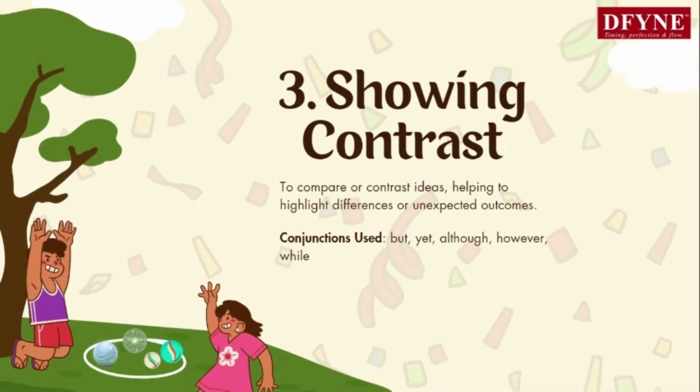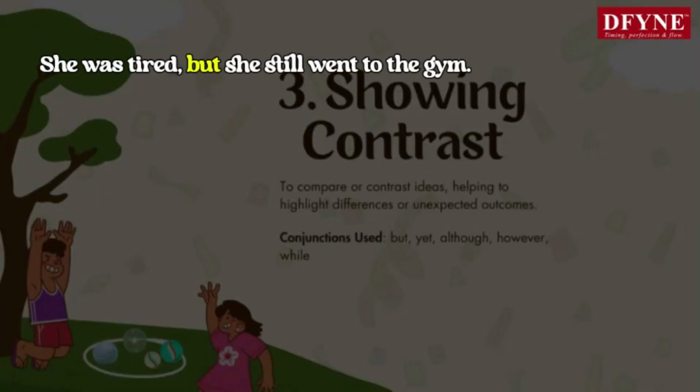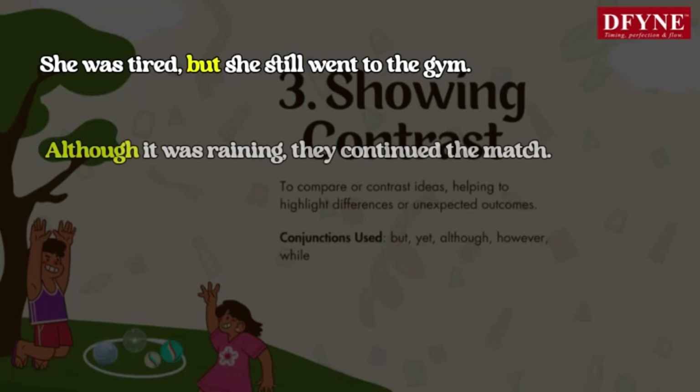3. Showing contrast. The purpose here is to compare or contrast ideas, helping to highlight differences or unexpected outcomes. Just like in 2, this one can also utilize both coordinating and subordinating conjunctions. She was tired, but she still went to the gym. Contrasts feeling tired with the decision to exercise. Although it was raining, they continued the match. Shows contrast between the weather and the action.